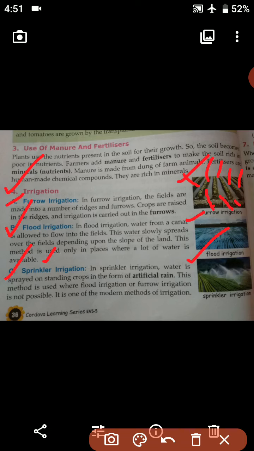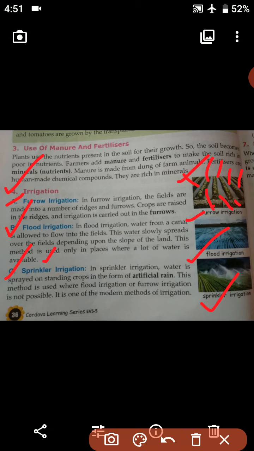Number three, sprinkle irrigation. In sprinkle irrigation, water is sprayed on standing crops in the form of artificial rain. You can see this is a sprinkle irrigation.